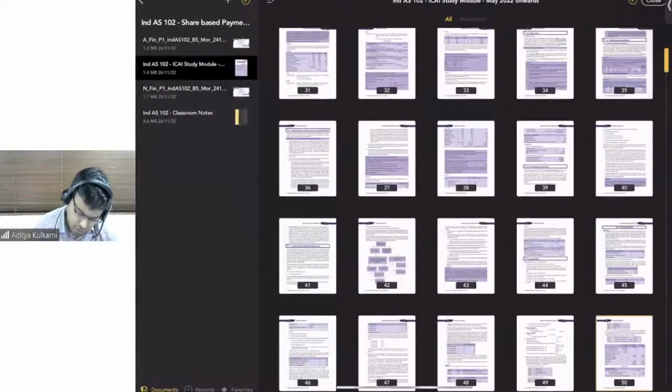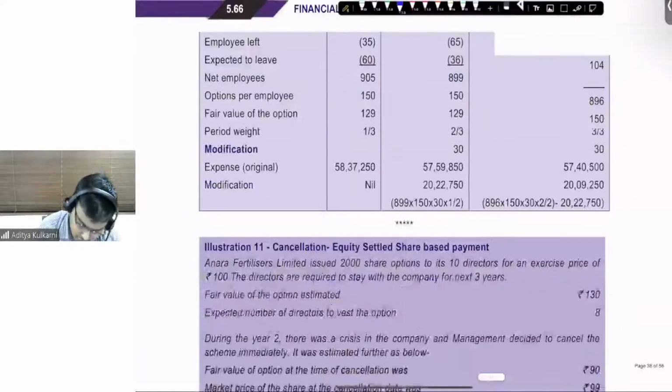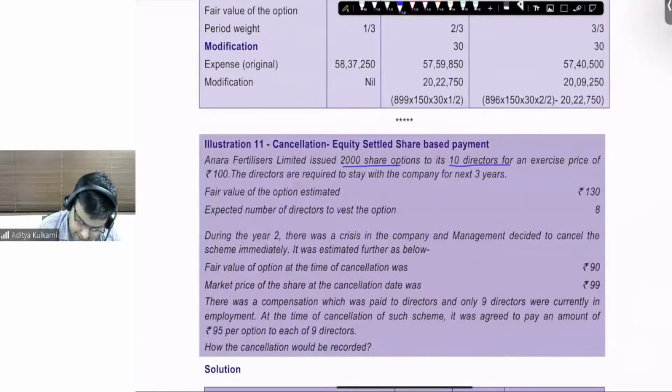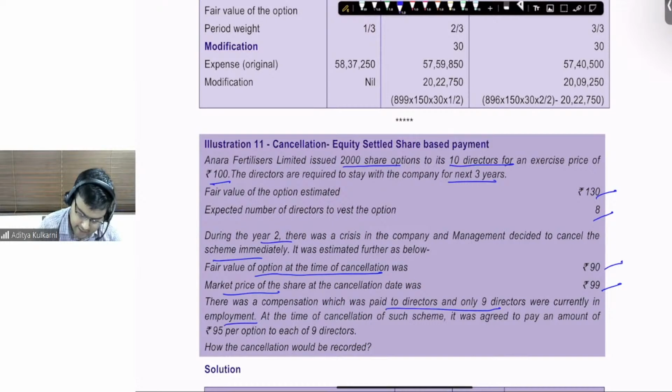Okay, so Anara Fertilizers issued 2,000 share options to its 10 directors for exercise price of 100, required to stay for 3 years. So 130 rupees fair value, expected number of directors 8. During year 2, there was a crisis and management decided to cancel the scheme immediately. Estimated further that fair value of option was 90, market price of share on the date of cancellation was 99. There was a compensation paid to directors, only 9 were currently in employment.